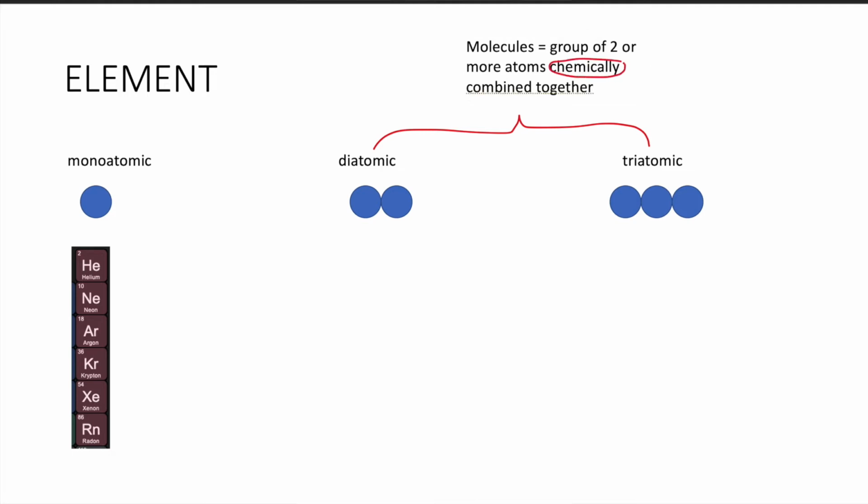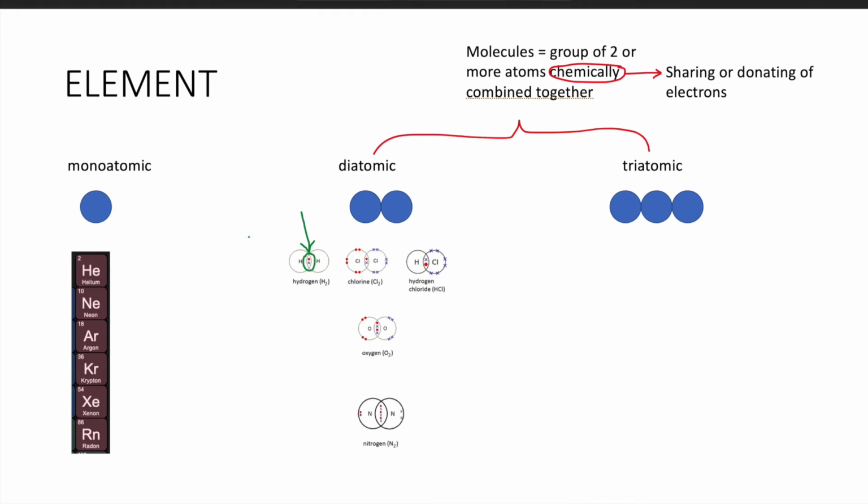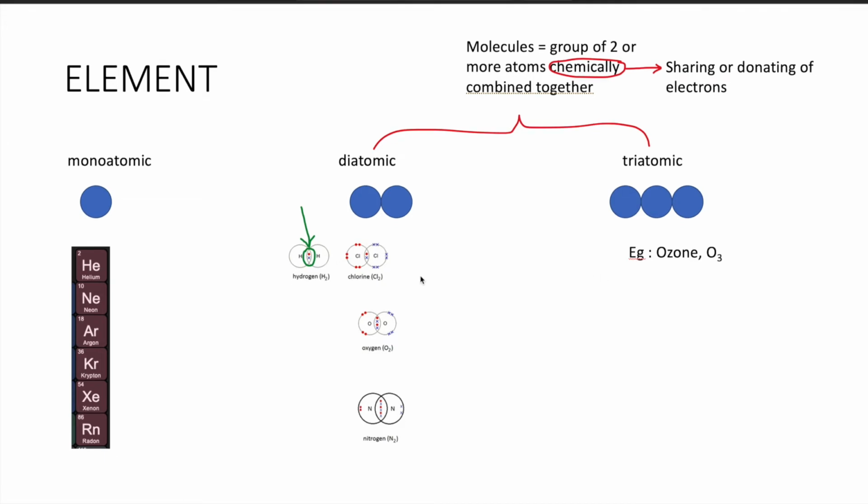And whenever you see this word chemically, it means there's an exchange or sharing of the electrons that has occurred. So if you can see over here, the hydrogen atoms share electrons. In due time, in future videos, I will be sharing on how this sharing of electrons or donating of electrons, exchange of electrons comes about. So that is for molecules, and polyatomic molecules are the same.